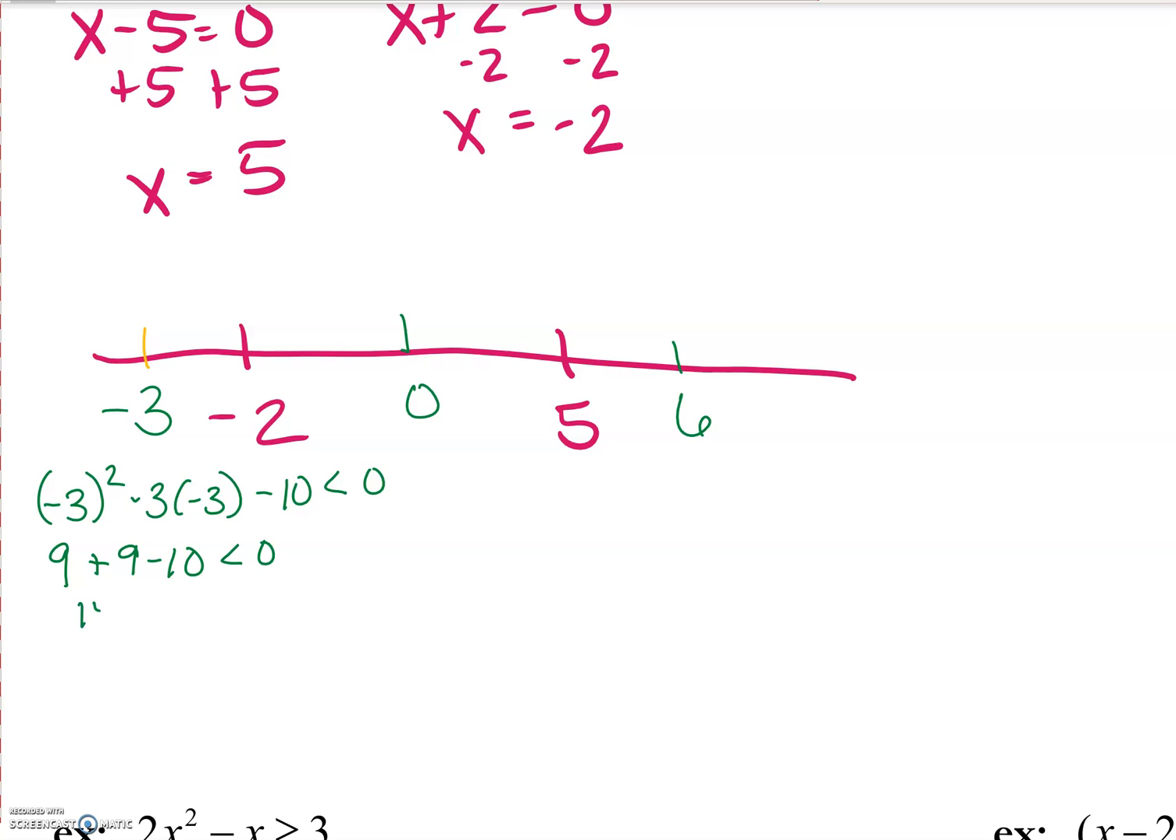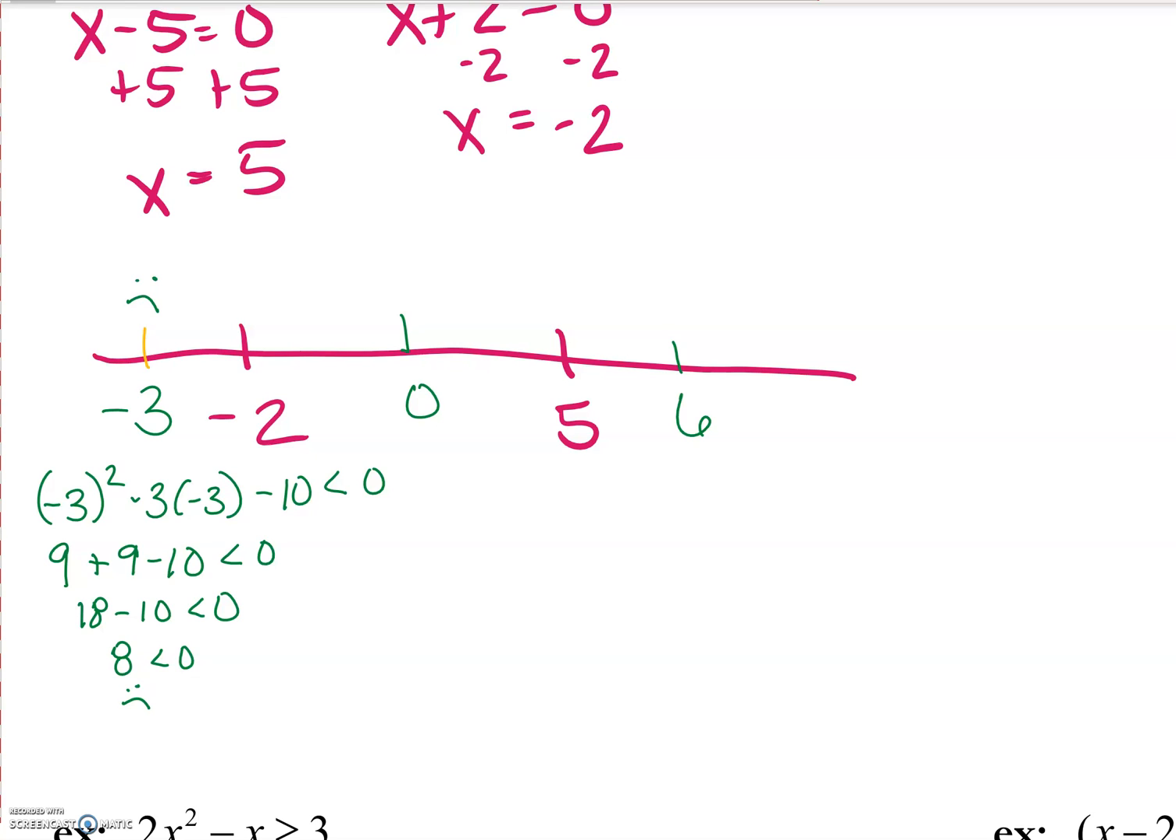9 plus 9 is 18, minus 10. So I'm asking myself, is 8 less than 0? It is not. So that means that negative 3 is not a solution to the inequality, nor would any number less than negative 2 be a solution.